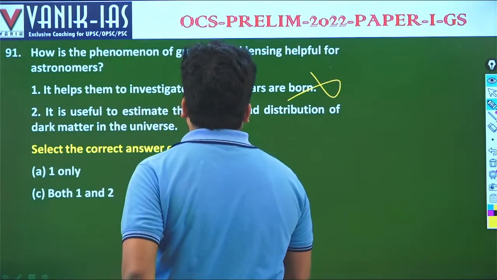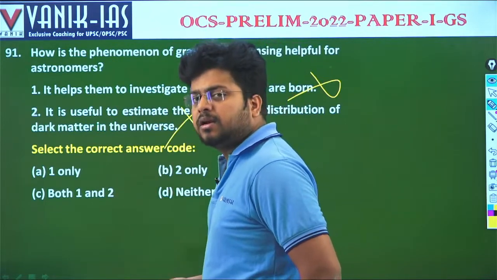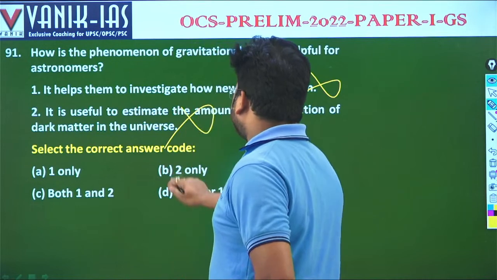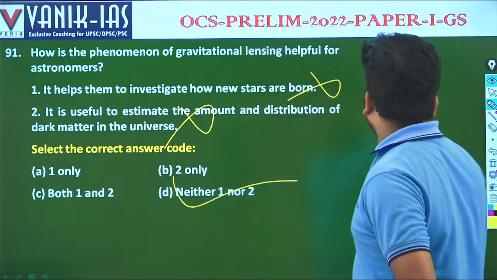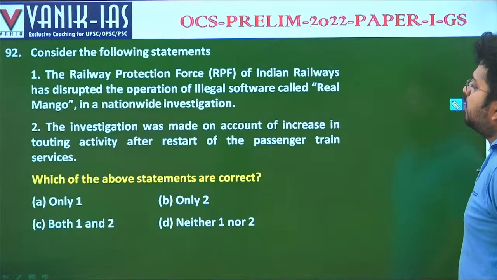It is useful to estimate the amount and distribution of dark matter. Dark matter is something nobody can identify. So obviously, these two options are wrong. For various astronomical observations, gravitational lensing will help.